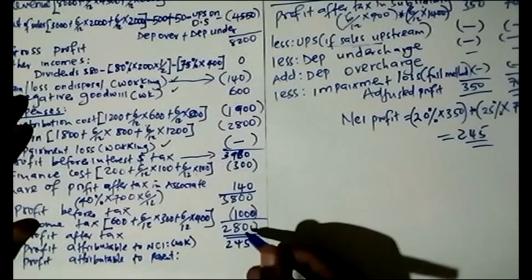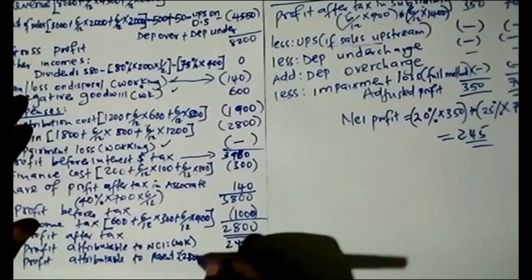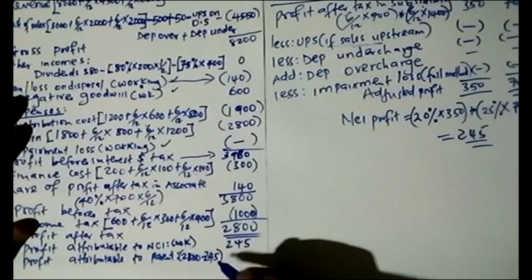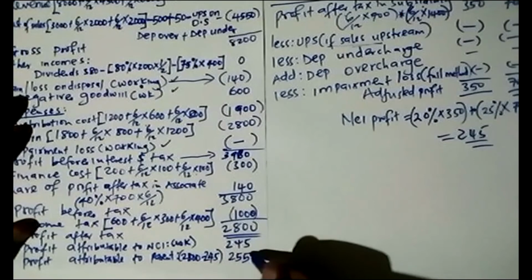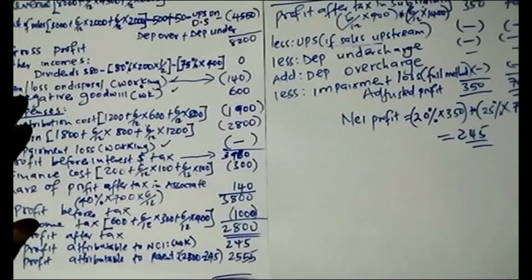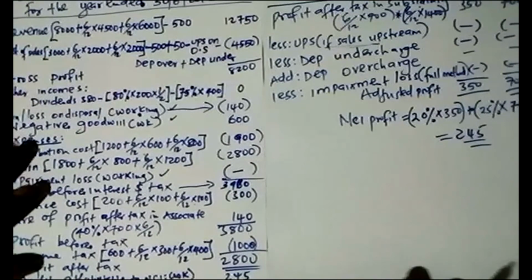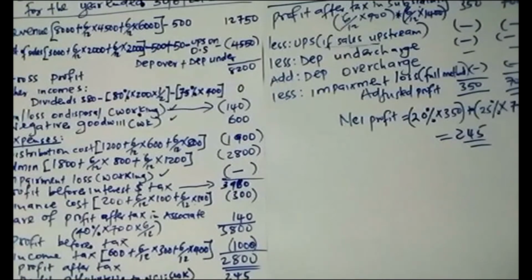So what goes to the parent, you take 2800, you minus the 245. So here you get 2555. So 2555 goes to the parent. And that's all for the income statement.